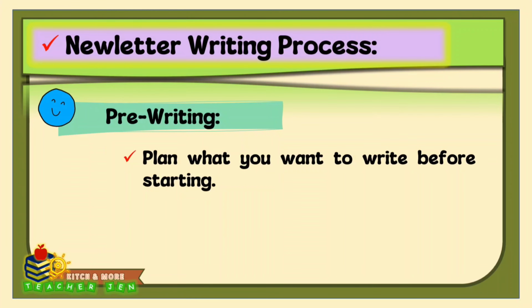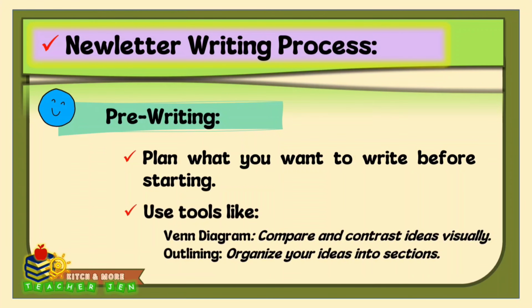During this phase, you can use tools like a Venn diagram to compare and contrast ideas visually, helping you clearly see similarities and differences. You can also use outlining to organize your ideas into sections, ensuring your content flows logically and covers all the important points. This step sets a strong foundation for your writing process.